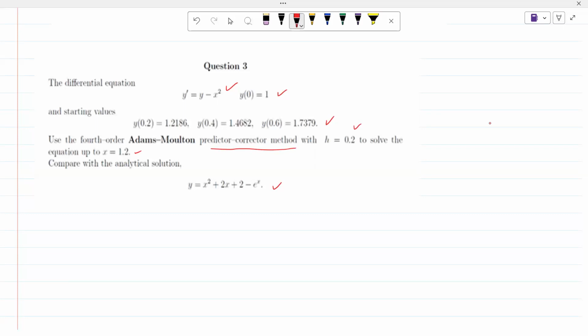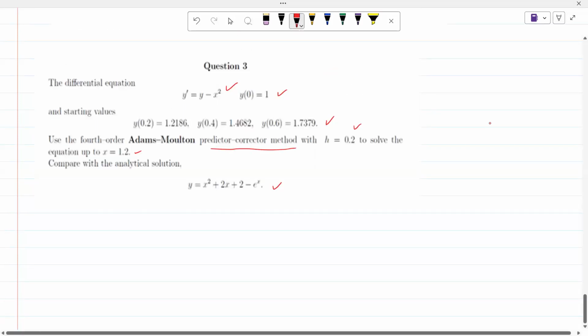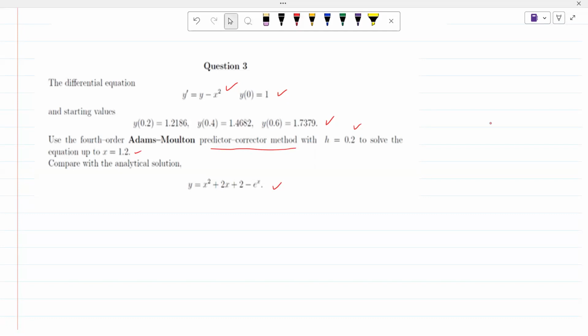So how do we solve this question? We note that first things first, given y prime, which is y minus x squared. Okay, that is the differential equation that is given. And a couple of initial values have been given, like your y naught is 1. You have also been given that y of 0.2 is 1.2186.